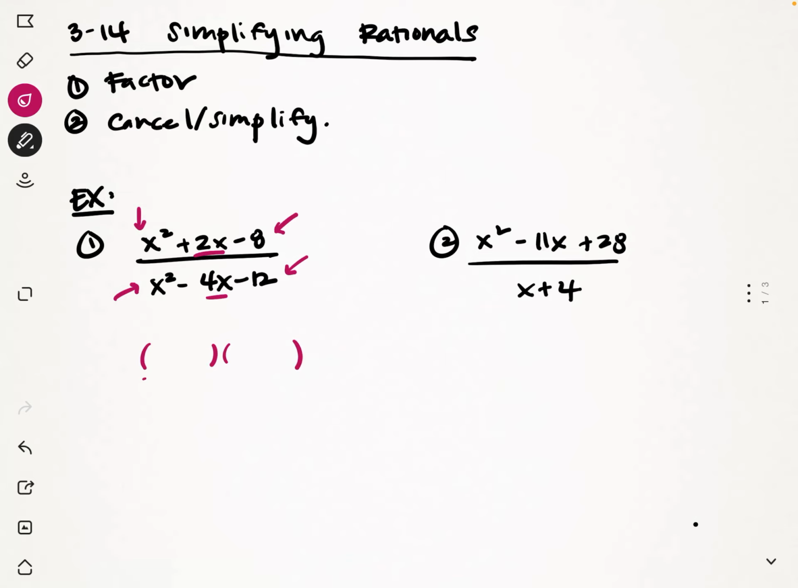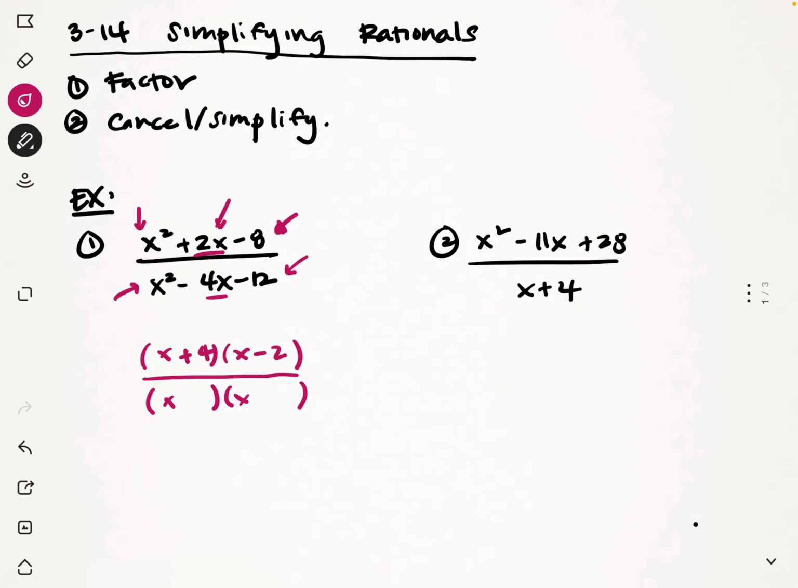So on the top, we're trying to find what multiplies to get negative 8 and adds to get 2. So I know that's going to be positive 4 and negative 2, because negative 2 times 4 is negative 8, and 4 minus 2 is 2. So we know that our last term factors are fine. They add to get the middle term. We're good to go.